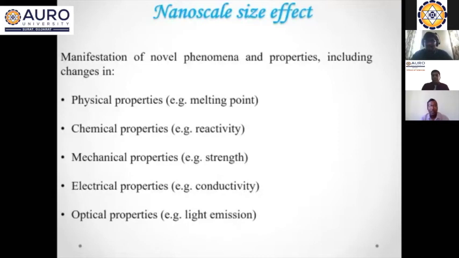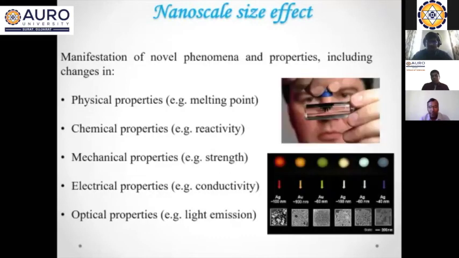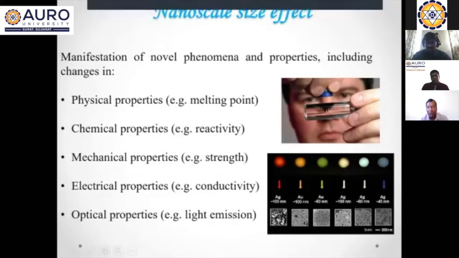And also electrical properties. A non-conductor can behave like a conductive material at the nanoscale. And in the optical properties, different size and shape can affect the optical properties. Here you can see a gold nanoparticle of 100 nanometers and a gold nanoparticle of 50 nanometers. With a different size, it has different color radiations. And this picture is for the magnetic nanoparticles.